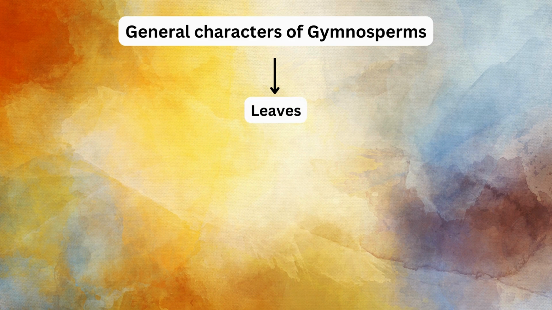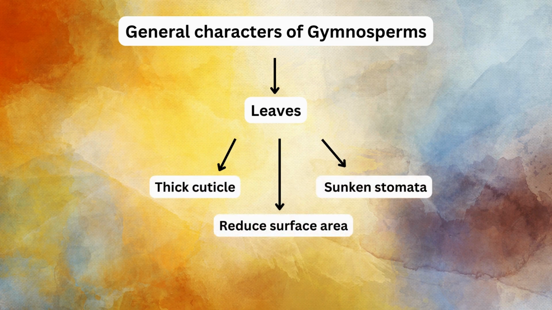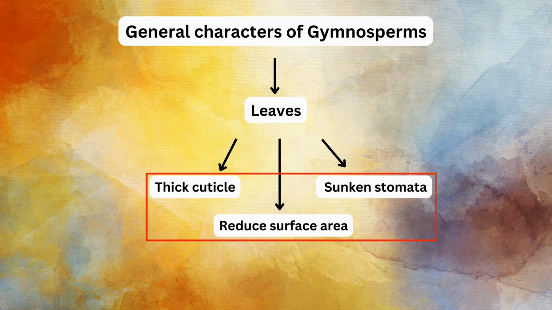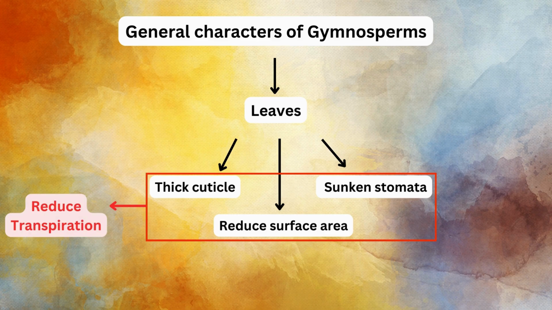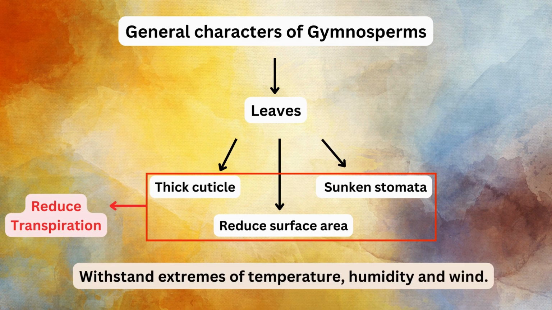Now let's talk about the leaves of gymnosperm. They have thick cuticle, reduced surface area and sunken stomata. Because of these three features, the leaves of gymnosperm can reduce transpiration. As a result, they can withstand the extremes of temperature, humidity and wind.